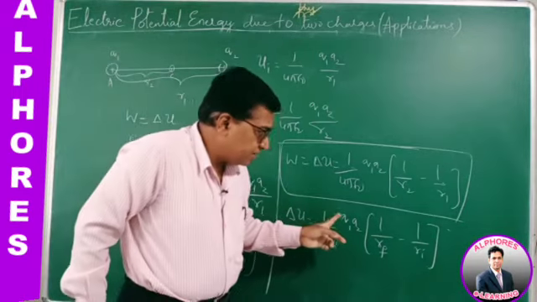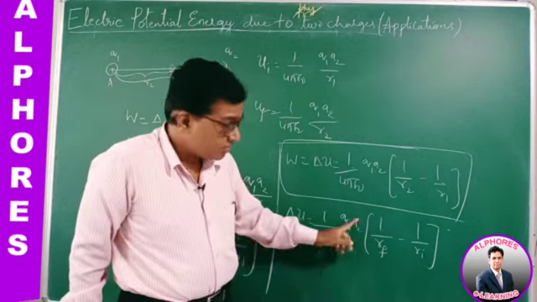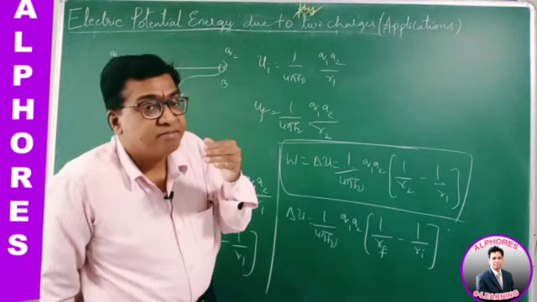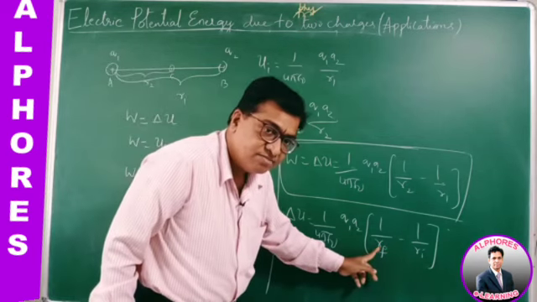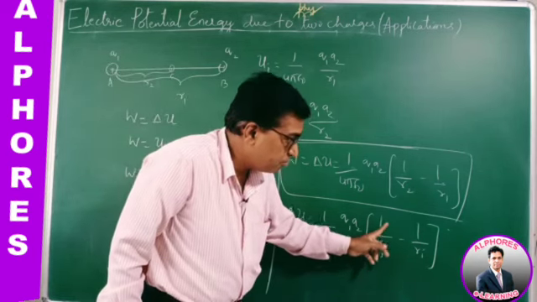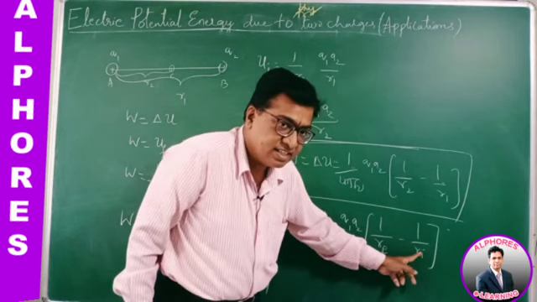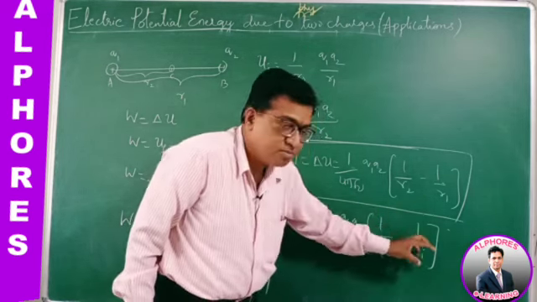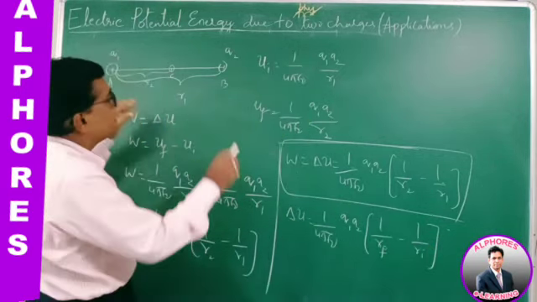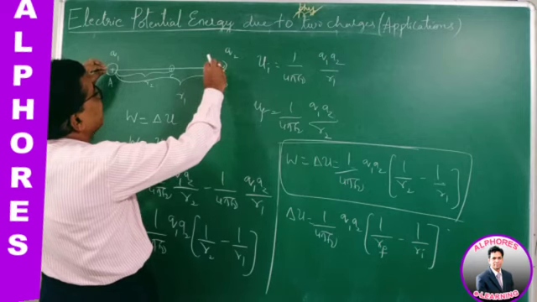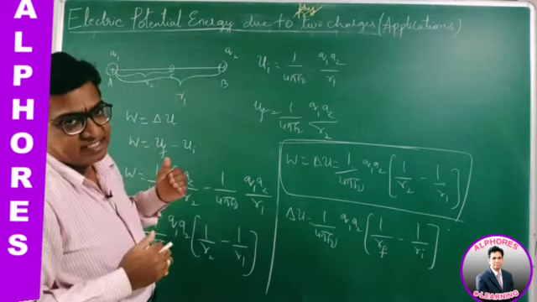Now, if the charges are both positive, like charges, then this term is positive. If the final distance is less than the initial distance, then 1 by R final will be more and 1 by R initial is less. Greater value minus smaller value, the answer is positive. The potential energy of the system increases. So when like charges exist, when you move them closer, the potential energy increases.